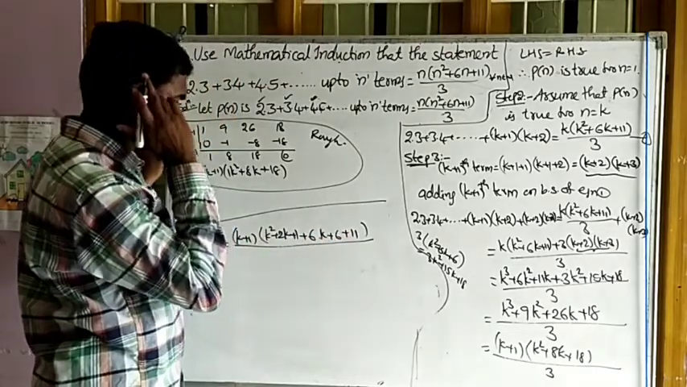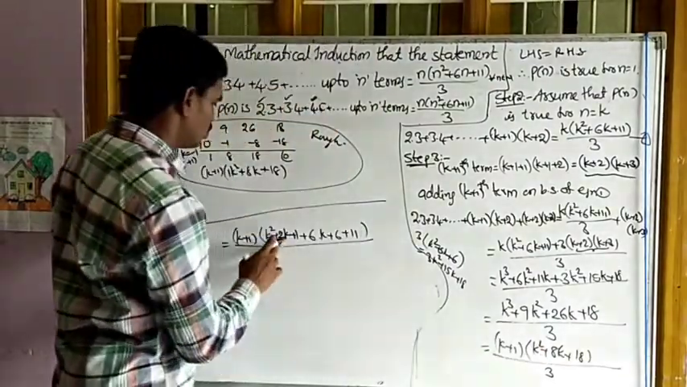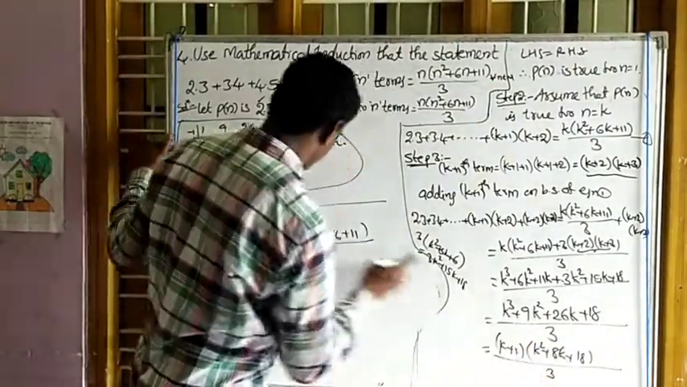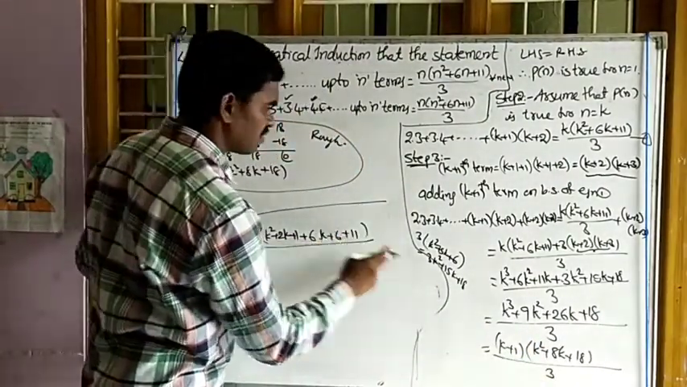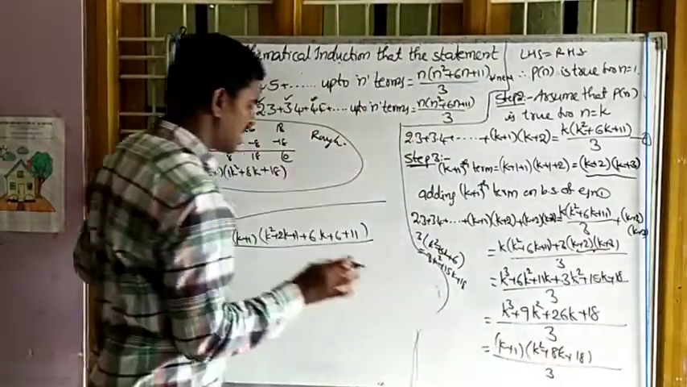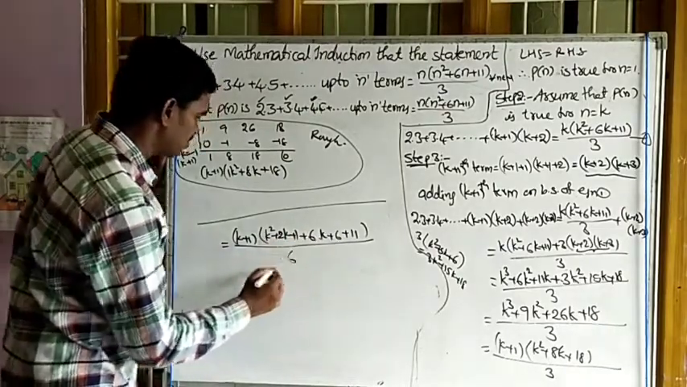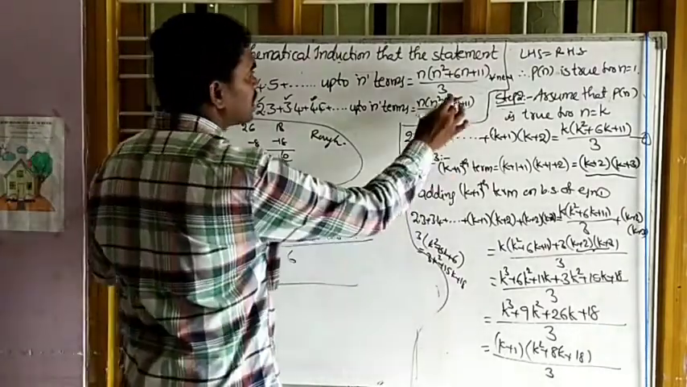You check it once, it is right or wrong. k square, k square, 2k plus 6k is 8k, 1 plus 6 is 7, plus 11 is 18. Okay? This quadratic is picked like this. Why am I picking it like this? Very simple, to get these terms.